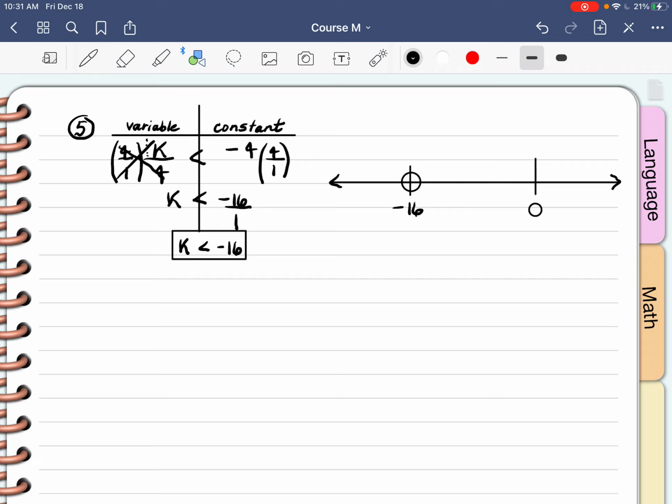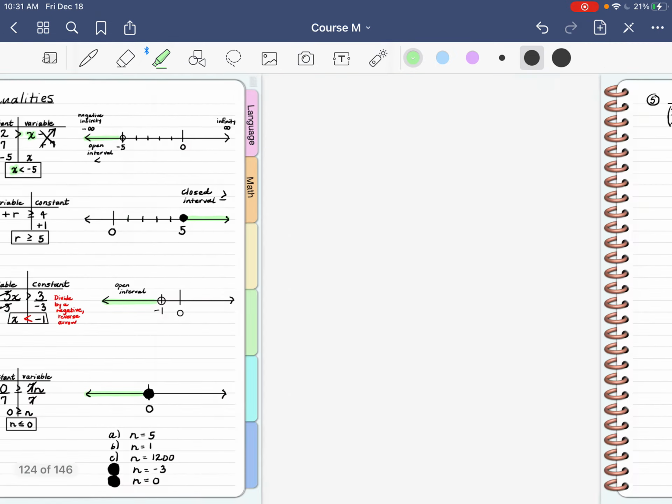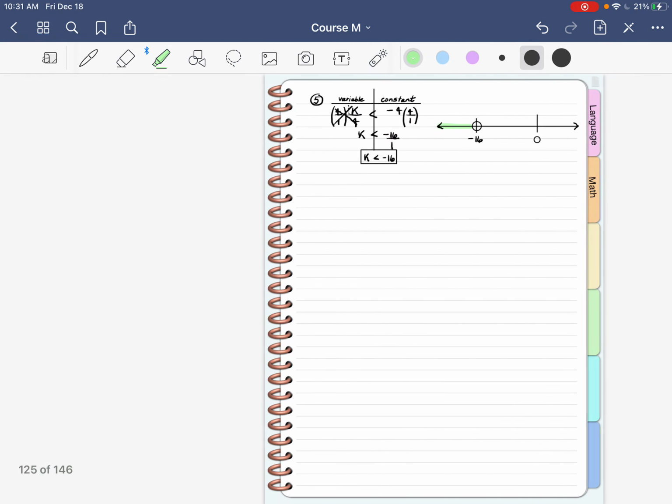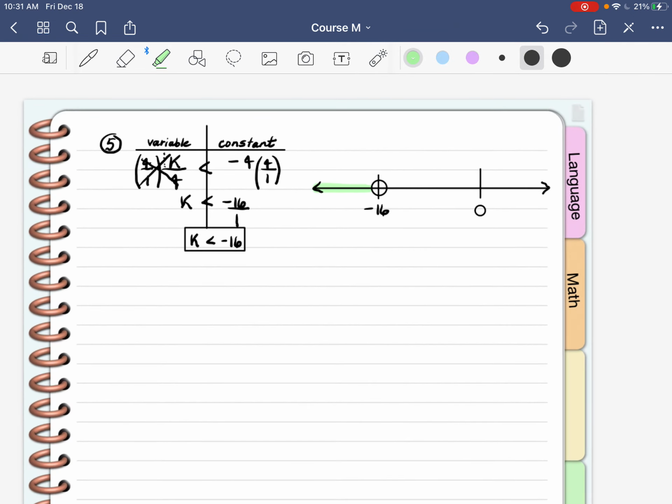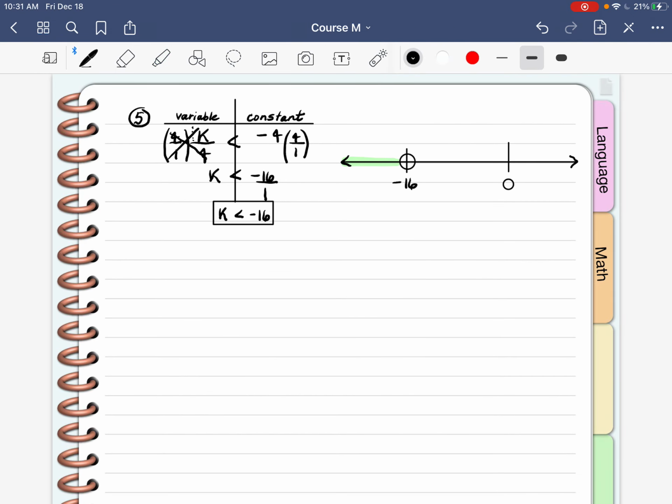This is where I draw my interval marker. It's open because there's no equal to involved, and we're going below that. So less than negative 16. Seems like all of these, no, we had one that was greater than. It's just chance. I just made these up, but they all seem to be pointing the same way. Okay, number 6.